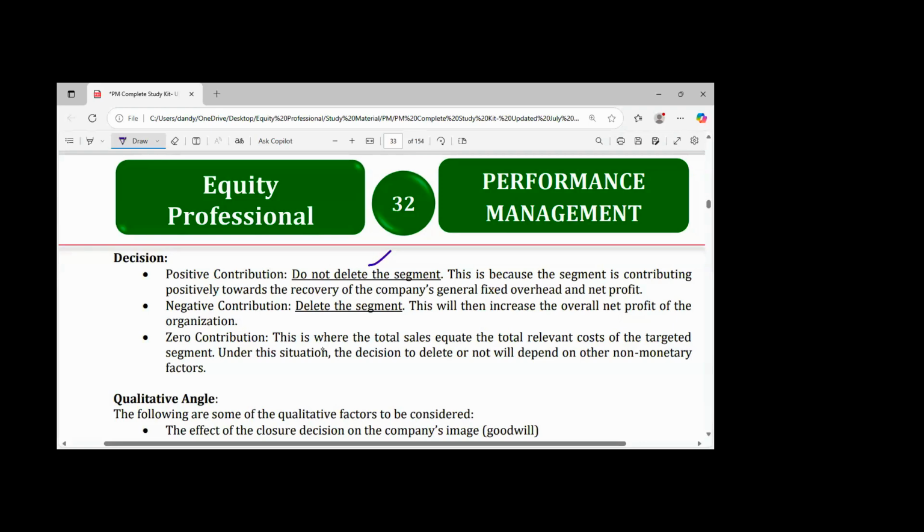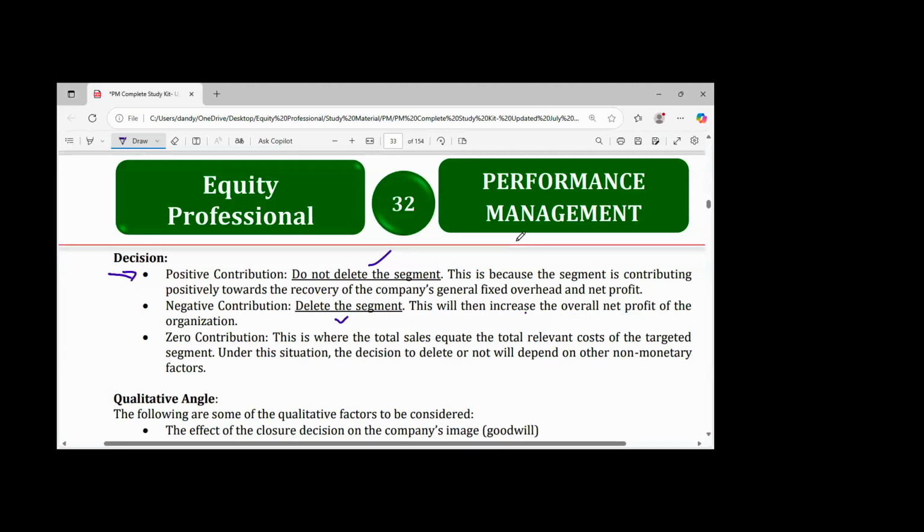Then, if it is negative contribution, your advice should be that the segment should be deleted. Of course, because a negative contribution will impair the organization's total profits. It will shrink them. When you have a negative contribution, it will make the profits, the bottom line, terribly bad.